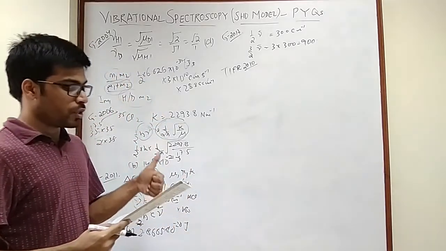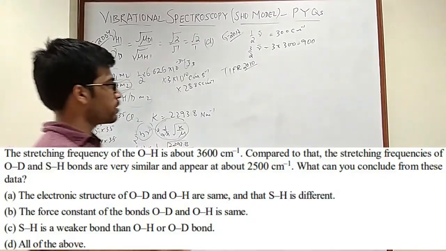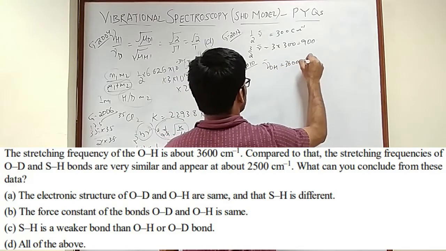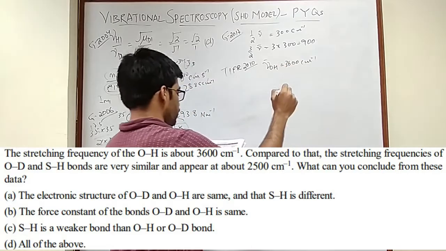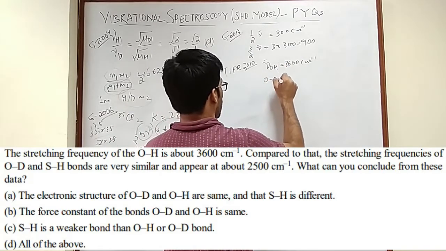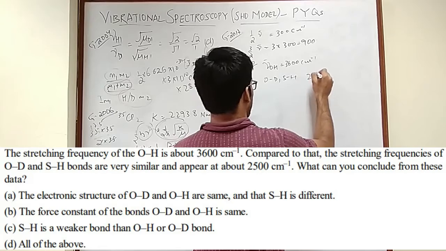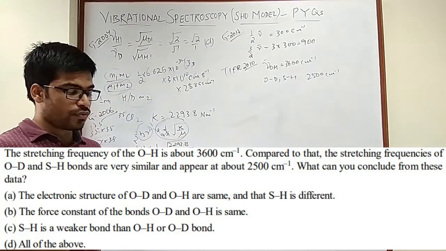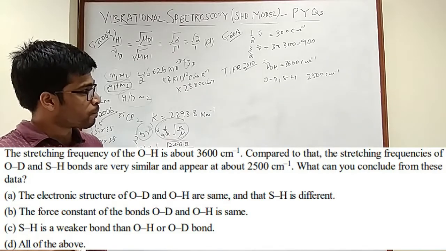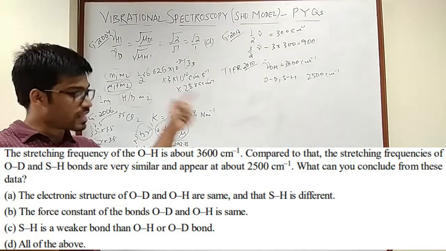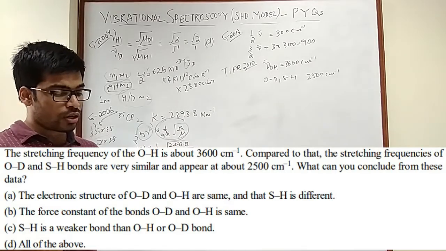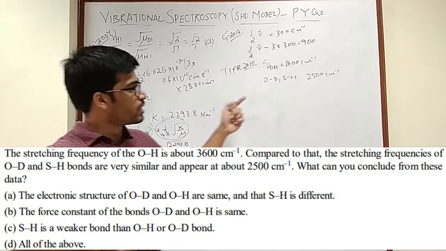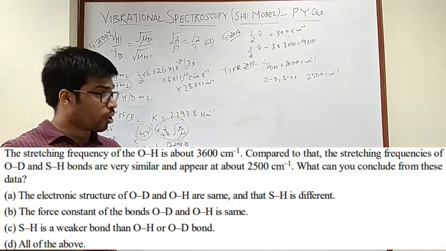So the first question we have is from 2010. The stretching frequency of OH is about 3600 centimeter inverse. The stretching frequency of OD and SH is 2500. What can you conclude from these data? The electronic structure of OD and OH are same and SH is different. We cannot conclude that from this data. The force constant of OD and OH is same. The SH is weaker than OH and OD. Which bond is weaker? You cannot conclude from here. All of the above. Okay.